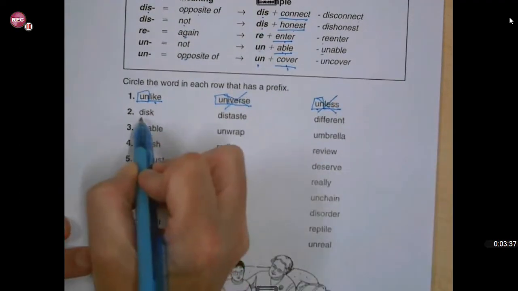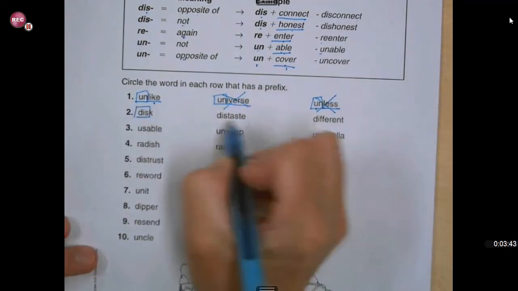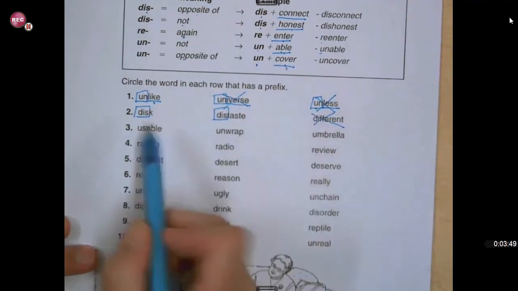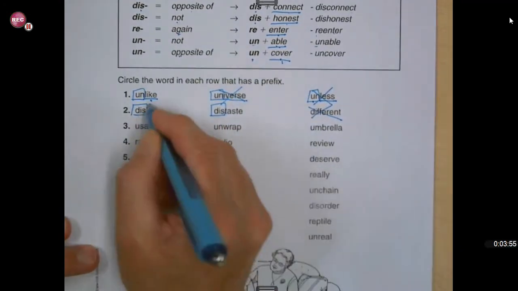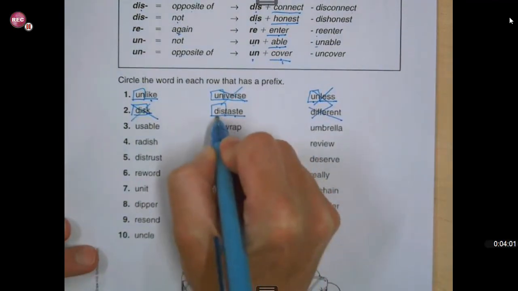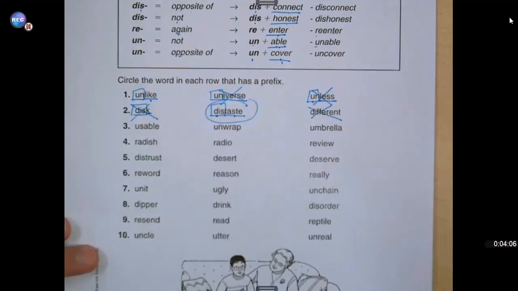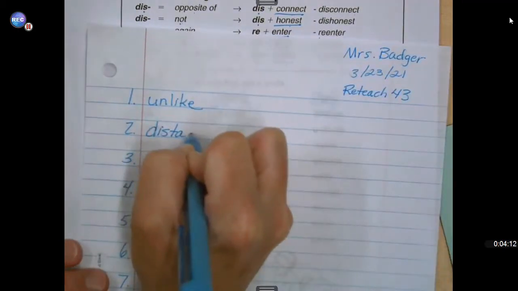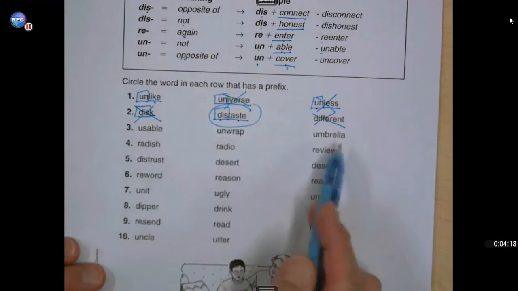Okay, number 2: disc, distaste, and different. Well, I see D-I-S, so I'm going to box that. And then no prefix here, so I'm going to cross that out. Let's look at the base word. K is not a base word, so I'm going to cross that out. Taste. I know what taste means, and if I have distaste, it means that I cannot taste something. So I'm going to circle distaste, or if you have your paper, you're going to write the word distaste, D-I-S-T-A-S-T-E.